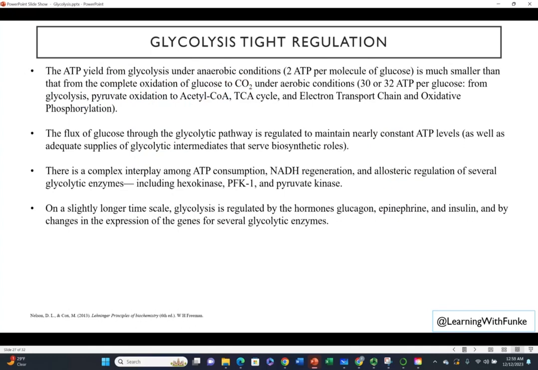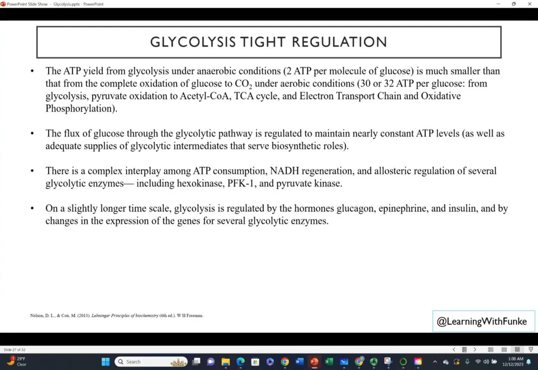And so while we're talking through all of these steps, it is important to understand that glycolysis is tightly regulated. We've talked about ATP being generated. We talked about the ATP yield from glycolysis under anaerobic conditions being 2 ATP per molecule of glucose, typically way, way smaller, almost 15 times smaller than under aerobic conditions, when it goes through the TCA cycle, the ETC, electron transport chain, and oxidative phosphorylation, which I'll be going over in my next video, or videos rather.